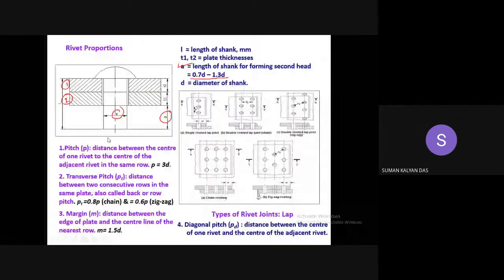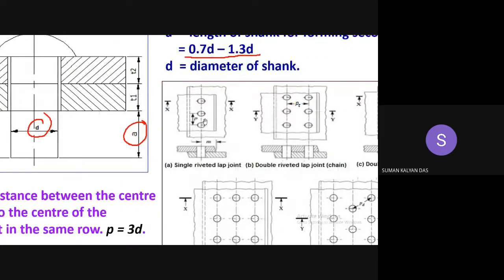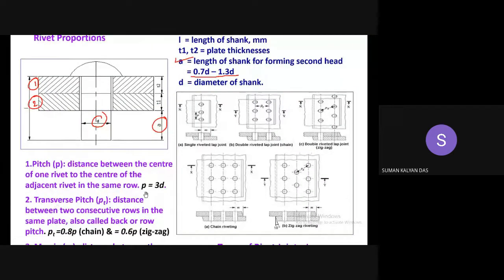Now, what is the pitch? Pitch is the distance between the center of one rivet to the center of the next, adjacent rivet in a single row. So the distance between the center of this rivet and this rivet is the pitch, or this rivet and this one, because the pitch will be the same. Either way, you take two adjacent rivets in a single row and you get the pitch. Pitch has an empirical relationship with the shank diameter: pitch is equal to 3 into D.